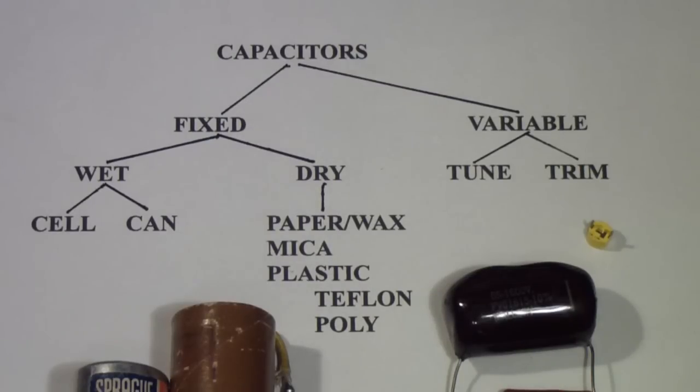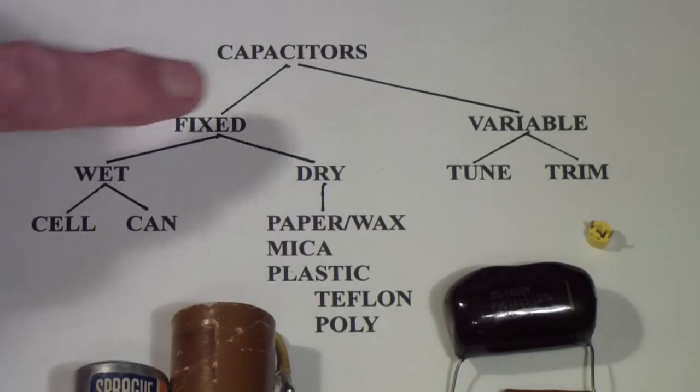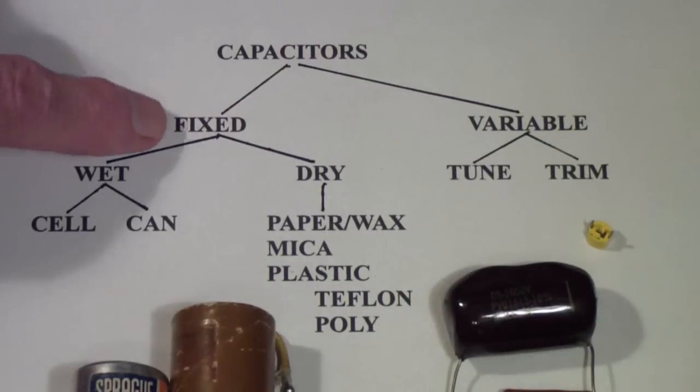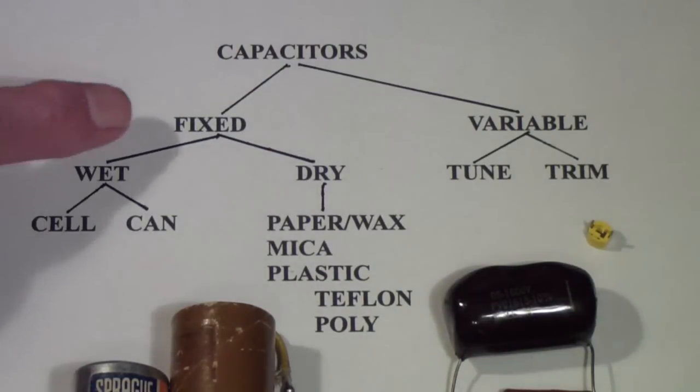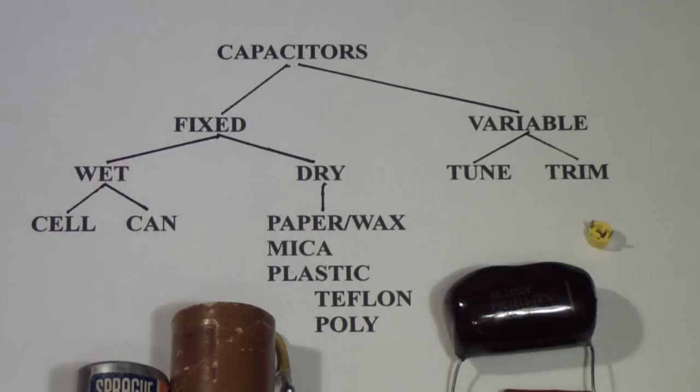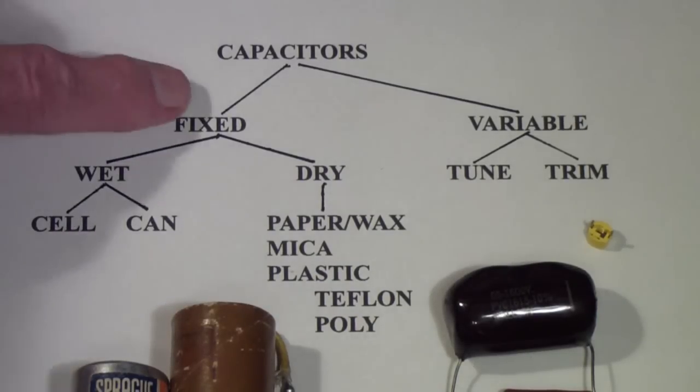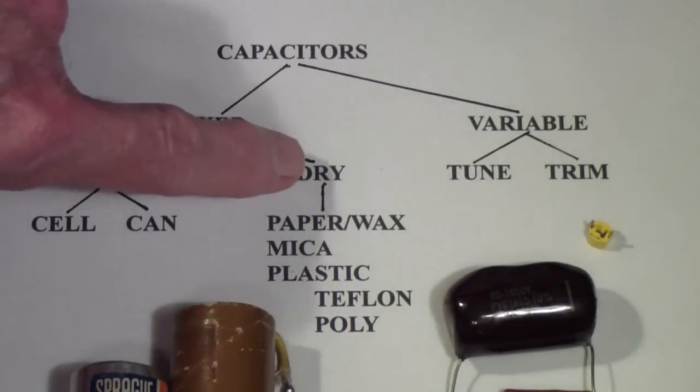Generally the smallest quantity used to be called a micromicrofarad, which means a millionth of a microfarad. Today that's called a picofarad. Okay, the other type of capacitor besides variable is a fixed capacitor. Now these are supposed to remain at whatever the rated capacity is for the life of the capacitor. And they generally consist of wet types and dry types.